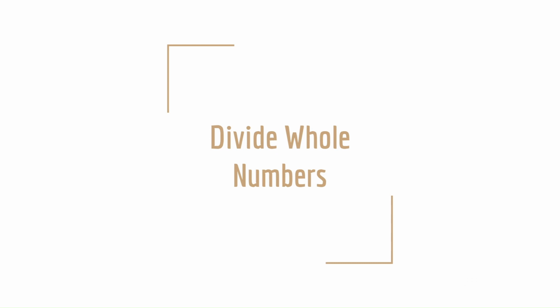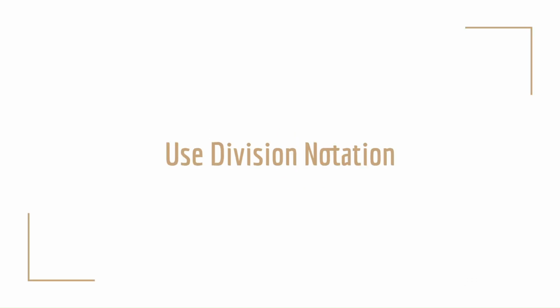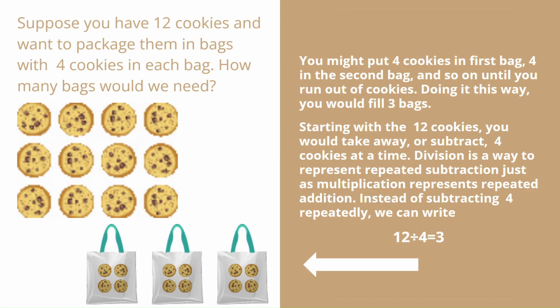The first thing we'll learn in dividing whole numbers is using division notation. Suppose you have 12 cookies and want to package them in bags with 4 cookies in each bag. How many bags will we need? You might put 4 cookies in the first bag, 4 in the second bag, and so on until you run out of cookies. Doing it this way, you would fill 3 bags.